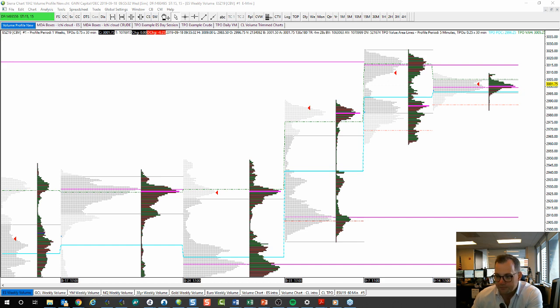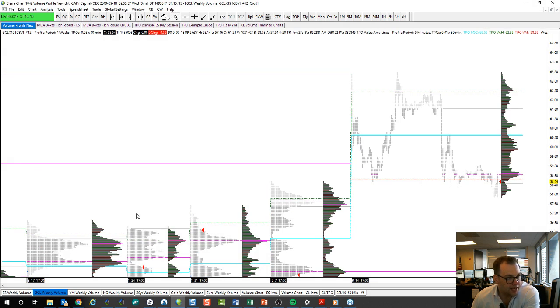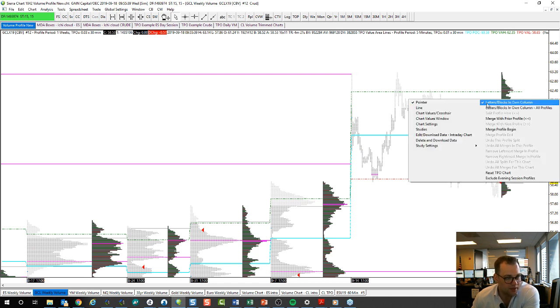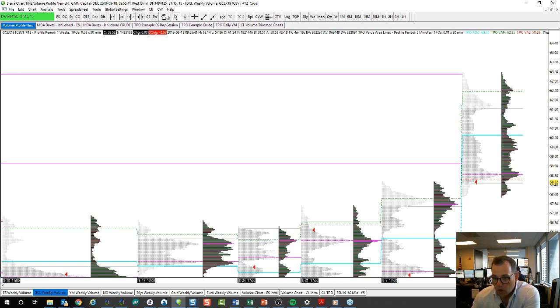And as you can see, it's not just on equities. Same thing on, this is very interesting. Where did we break out on the November crude? When we broke out this week, we gapped open higher here. Where did we stop? On this naked POC.